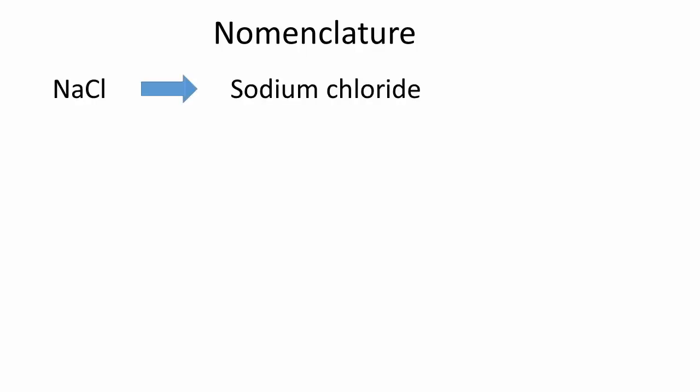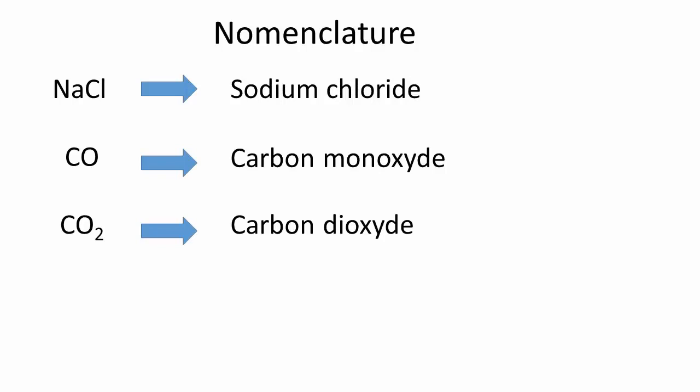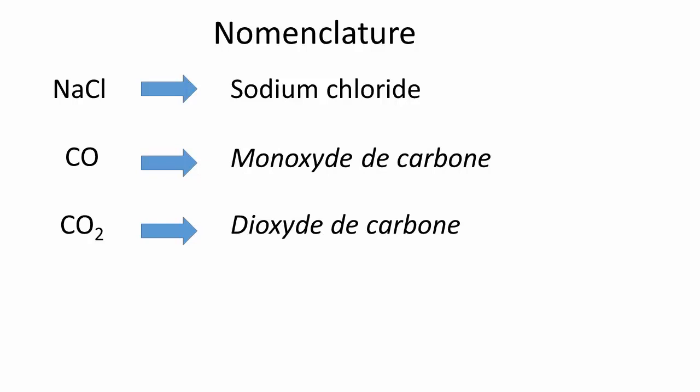Nomenclature is the systematic naming of chemical compounds. Whether a compound is covalent or ionic, nomenclature in French is done from right to left, as opposed to left to right in English. NaCl is sodium chloride in English, but is chlorure de sodium in French. CO and CO2 are carbon monoxide and carbon dioxide in English, but it is monoxyde de carbone and dioxyde de carbone in French.